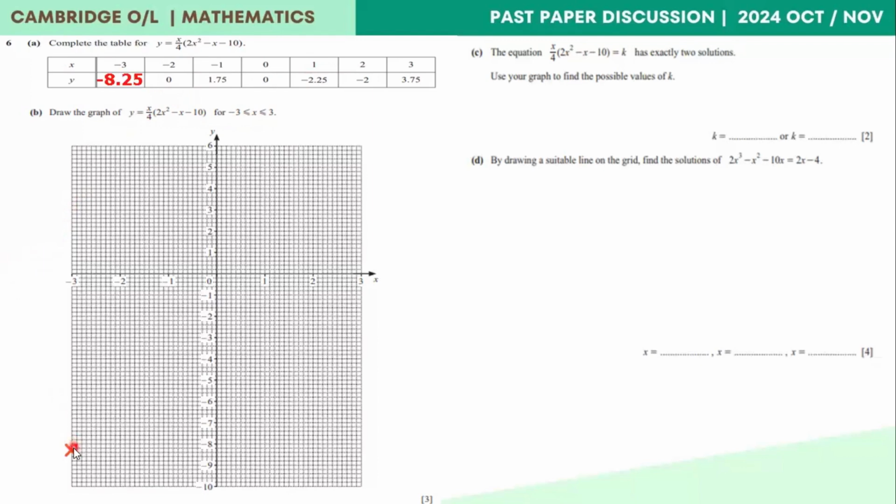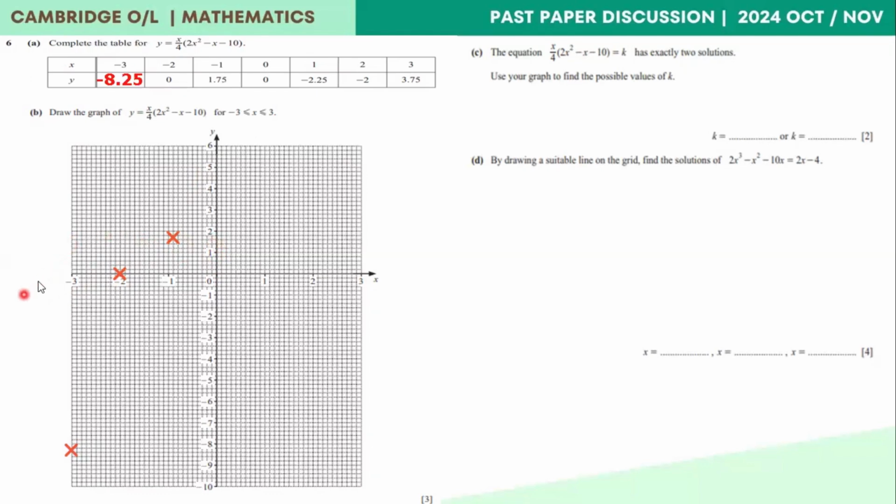So this is the first point, minus 3 and minus 8.25. The next point, minus 2 comma 0, as you can see here. So you can draw small crosses just to show the point properly. The next one, minus 1 comma minus 1.75. So here you can see one box is 0.2. So if we want 0.75, then that will be between 1.6 and 1.8, which will be 1.75.